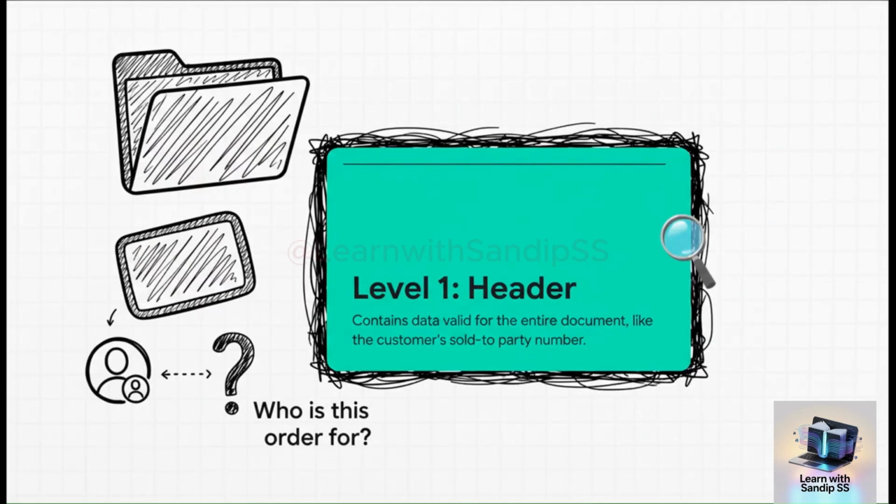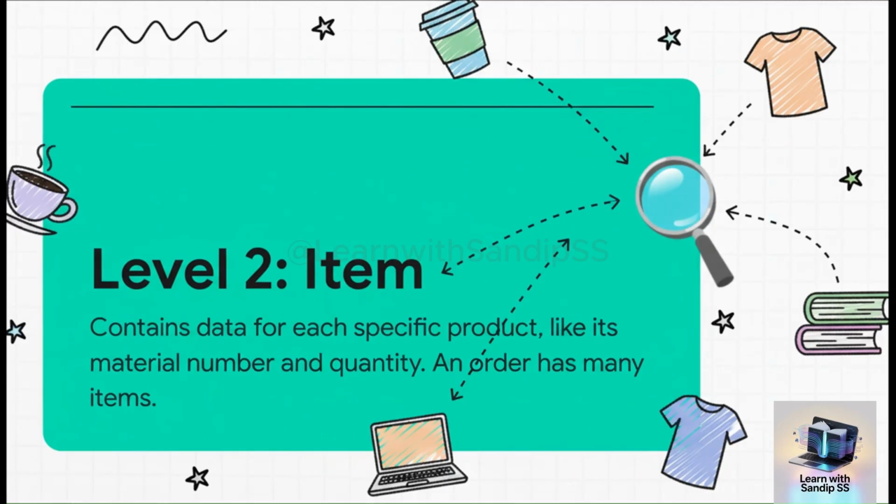So first up, we've got the header. This level holds all the information that applies to the entire document, things like the customer number. Basically, it answers the big question: who is this whole order for? Next, just below the header, you have the item level. Every single product the customer is buying gets its own line item here. So if they're buying, say, 3 different things, you're going to see 3 different items. This level tells us, okay, what exactly are we selling?